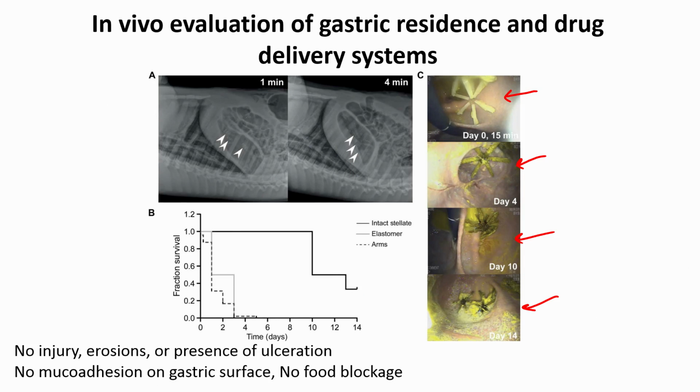And they further observed no injury or erosion to the animal. It was not adhering to the mucus. The major point was the safety, whether this is going to obstruct the food movement, but given it is fairly porous, it did not really cause any kind of food blockage to happen.